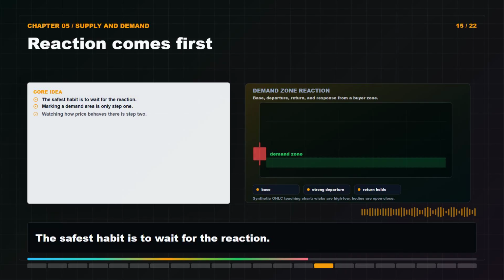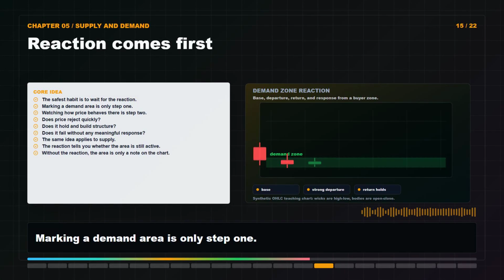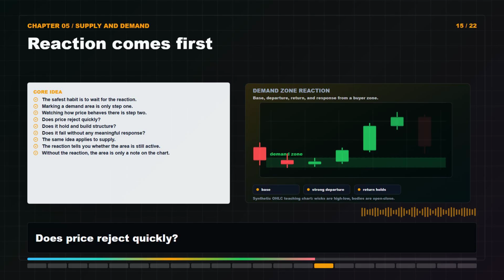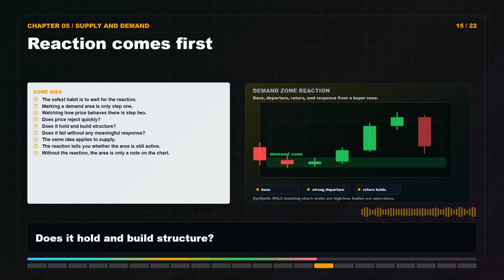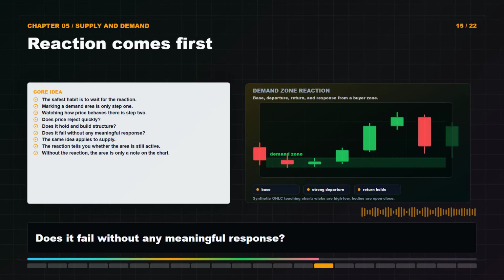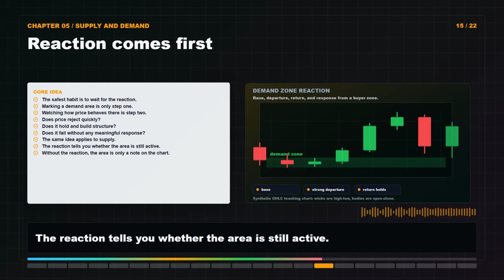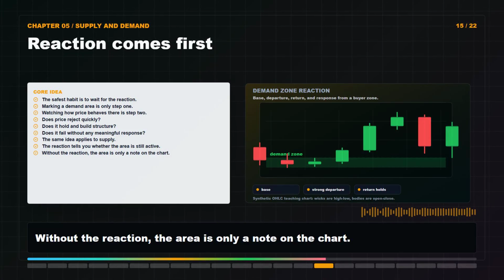The safest habit is to wait for the reaction. Marking a demand area is only step 1. Watching how price behaves there is step 2. Does price reject quickly? Does it hold and build structure? Does it fail without any meaningful response? The same idea applies to supply. The reaction tells you whether the area is still active. Without the reaction, the area is only a note on the chart.